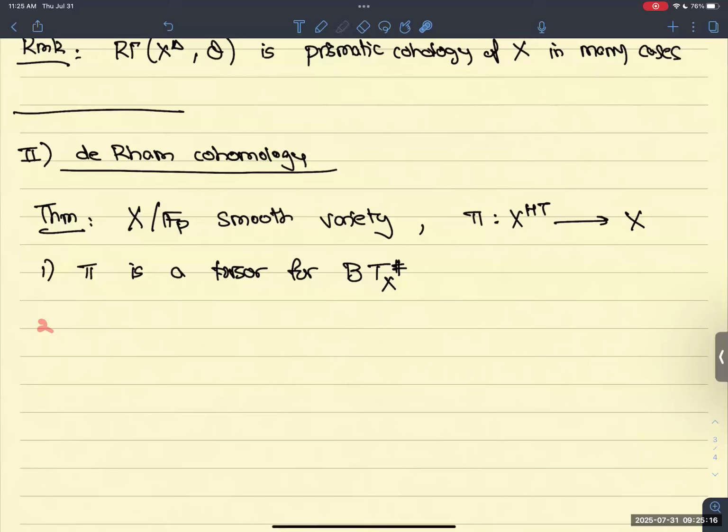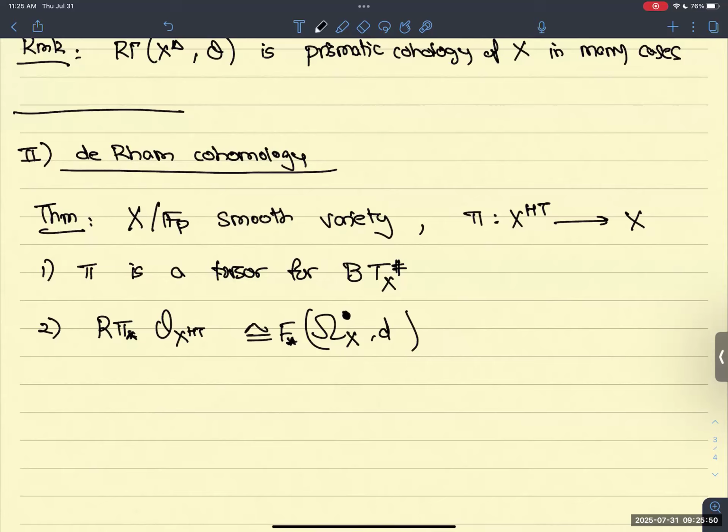The second statement is that its cohomology is de Rham cohomology. More precisely, if you did R pi lower star of the structure sheaf, you just get the de Rham complex of X with the de Rham differential, thought of as a complex over X by the magic of characteristic p. The de Rham differential is not linear over functions, but it is linear over p-th powers of functions. And so maybe I should put an F lower star somewhere to make this more believable.